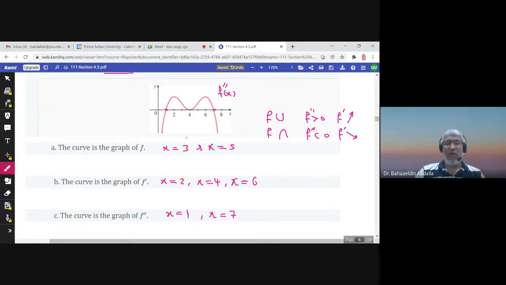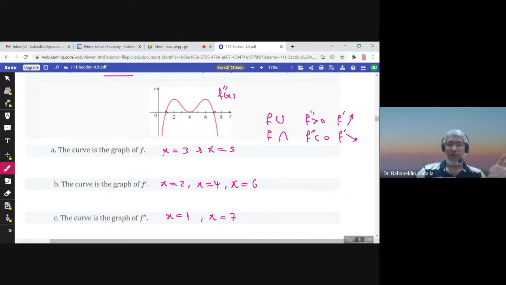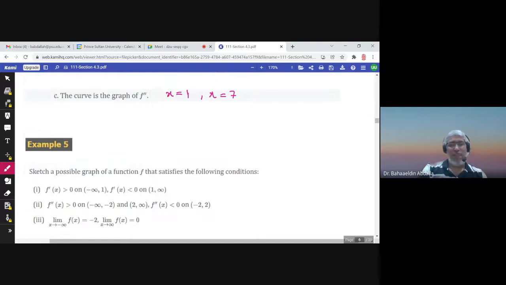Notice that in all three cases, these are inflection points for the graph of f. You can find inflection points for f if f double prime changes from positive to negative or negative to positive, or f prime changes from increasing to decreasing or decreasing to increasing, or f changes concavity from concave up to concave down or concave down to concave up.